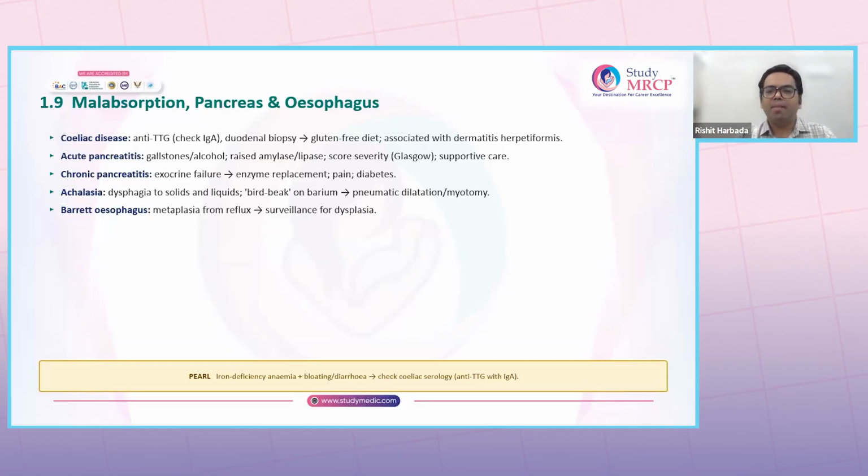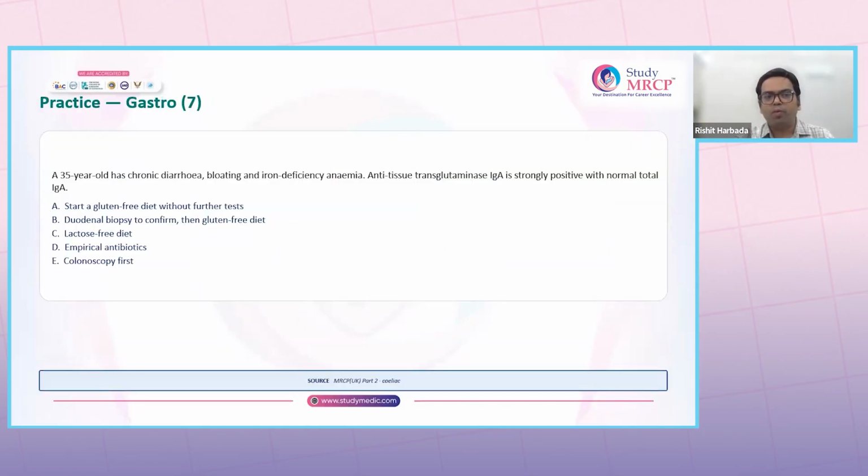Lipase is more sensitive than amylase. Do a CT within 72 hours. Antibiotics are not routinely used for pancreatitis, and you have to treat these patients by giving them IV fluids and early anticoagulation. Gold standard is going to be, what is the esophageal manometry for achalasia cardia, and Barrett's esophagus will predispose to a carcinoma.